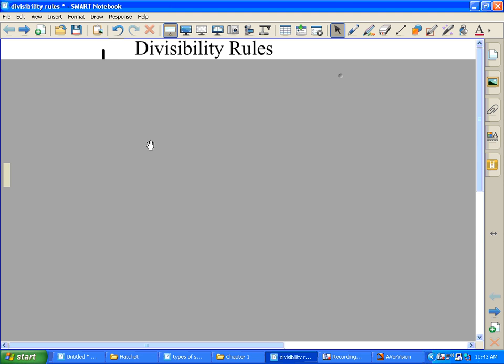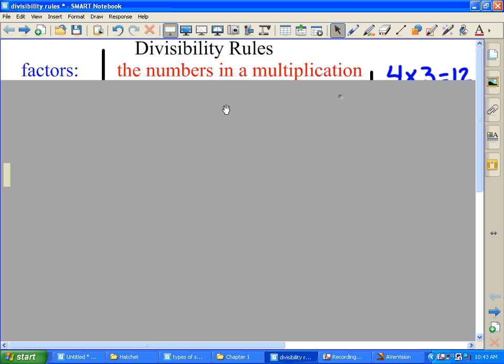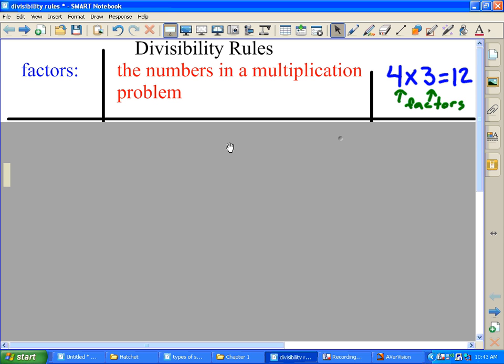Okay, so today we're going to be talking about divisibility rules. So we're going to be looking at some vocabulary for divisibility rules. I want you to write the first word, which is factors. Write that word. The definition of factors is: the numbers in a multiplication problem are called factors.